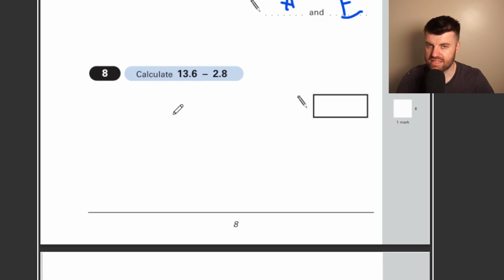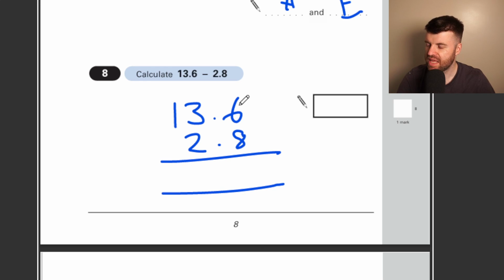Calculate 13.6, take away 2.8. 13.6, 2.8. This is just an arithmetic question, isn't it? 6 take away 8 we cannot do. Well, we can. We're going to get minus numbers, but I don't want to do that. 16 take away 8 is 8. Put the decimal in. 2 take away 2 is 0. And we have 1. This is 10.8.